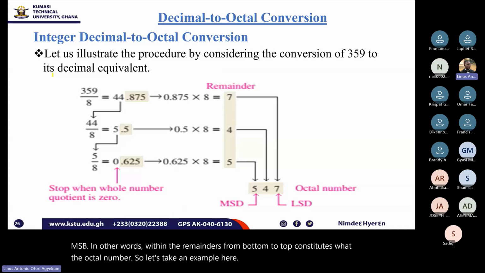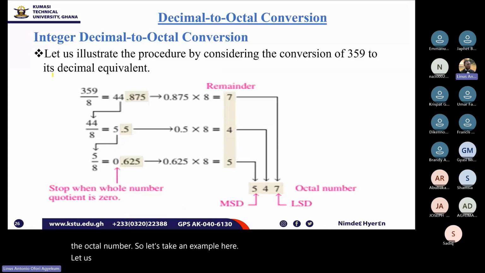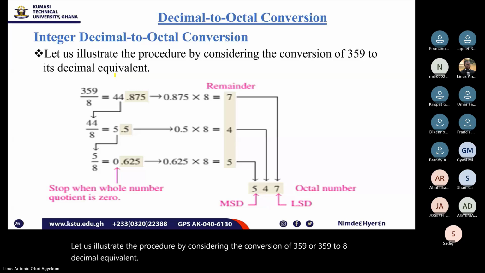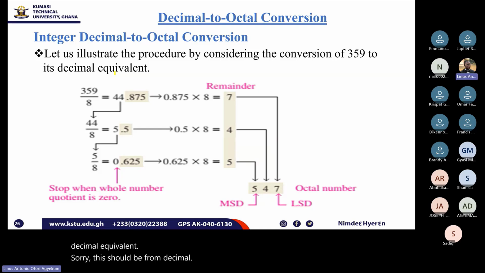Let us illustrate the procedure by considering the conversion of 359 to its decimal equivalent. Sorry, this should be from decimal to octal. So it should rather read octal equivalent. I'll try and do that correction on the slide and share it with you again.